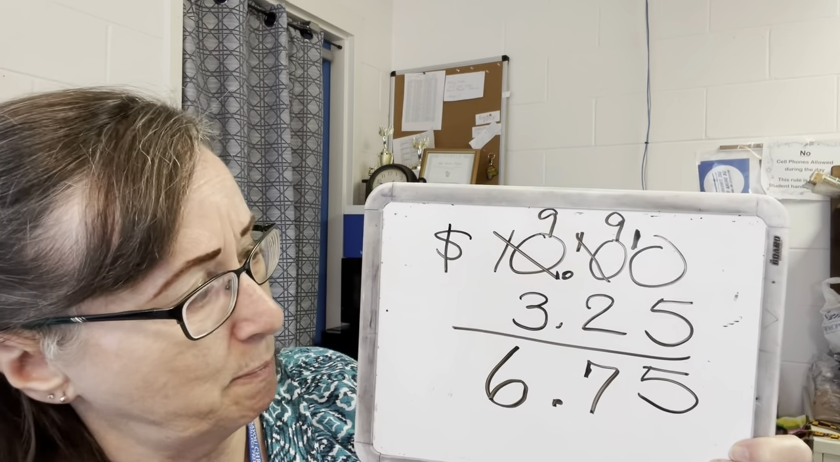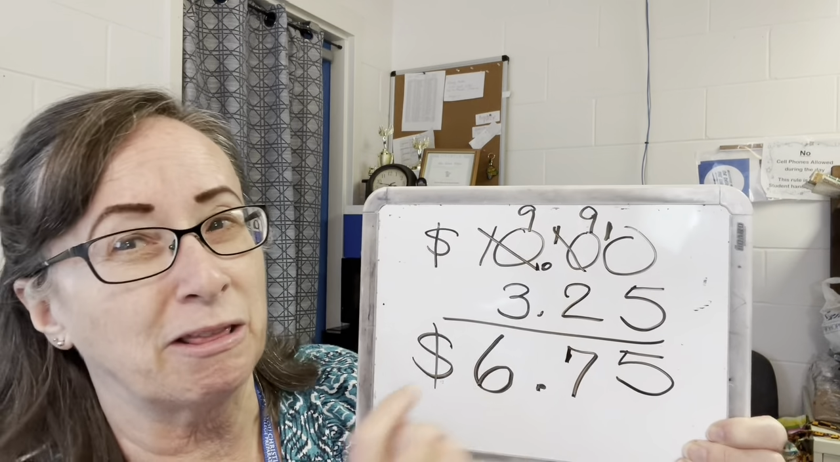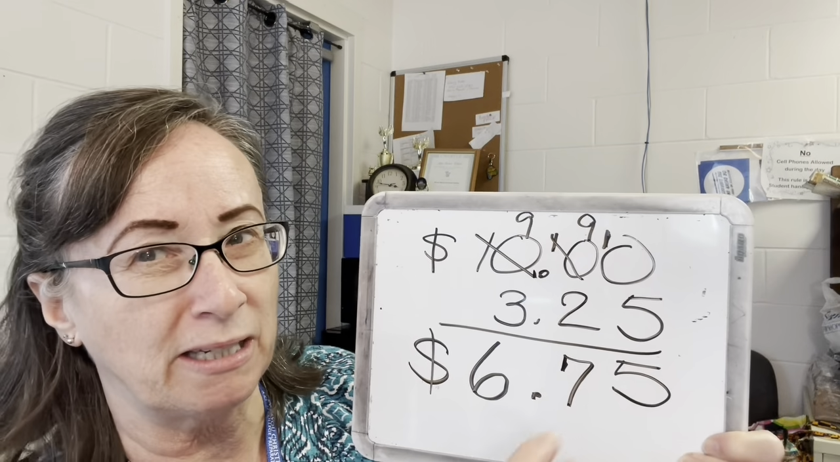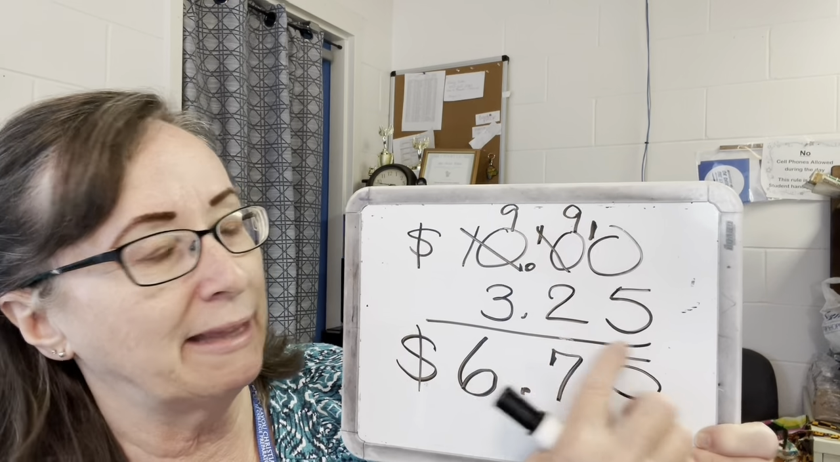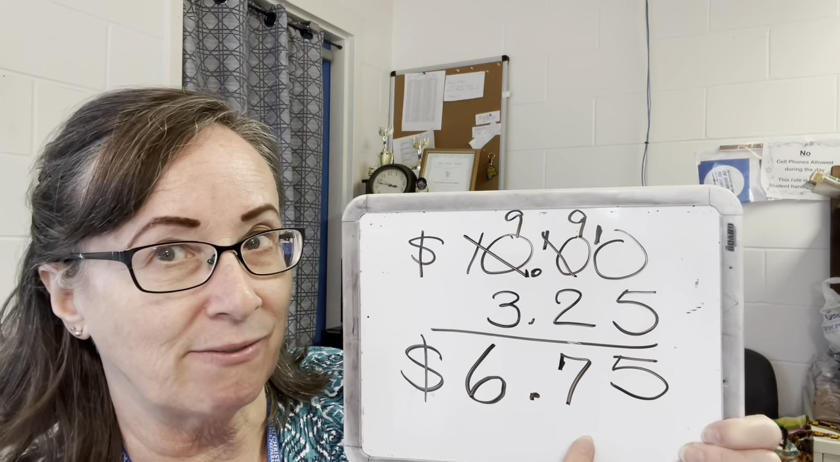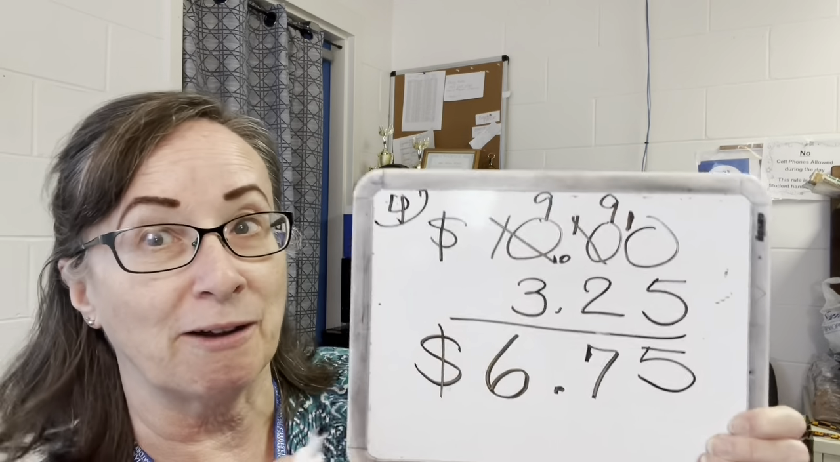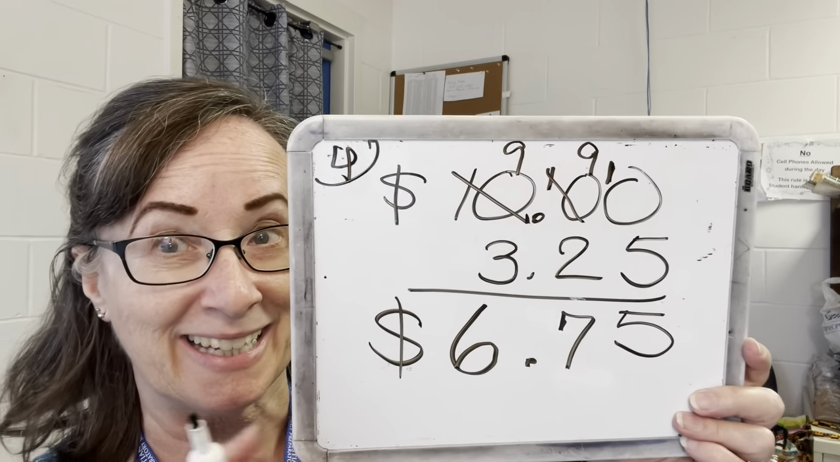it makes sense because I want you to always think about, does your problem make sense? 10 take away 3, if it had just been $3, it would have been 7. But then we have to take away an extra quarter. So it's $6.75. And that was problem number 4, and we have one more to do on your video.